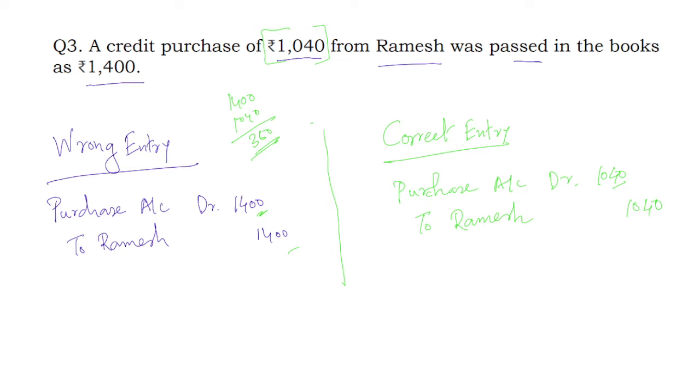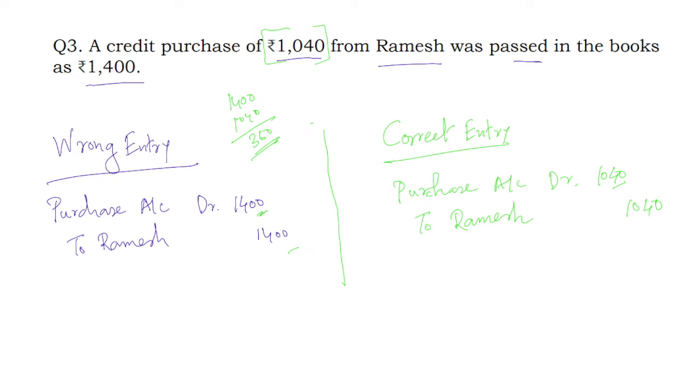So whenever we record anything extra in a particular account, even if the entry is correct, the only way to correct it is to pass a reverse entry with the difference amount, right? So what is the amount? 360. 360 is the amount, and we will just reverse it because it is recorded more.